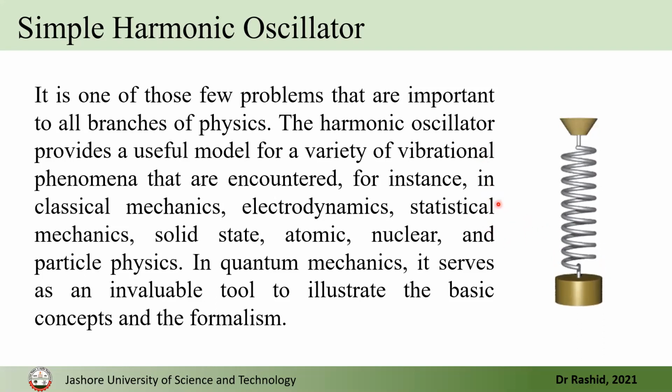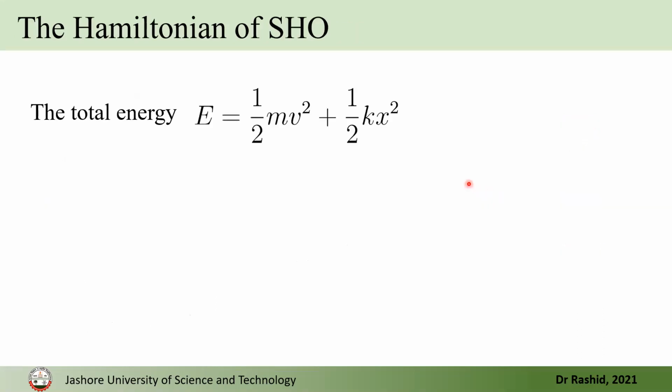The harmonic oscillator has potential energy, which is half k x square, and it has kinetic energy also. We know from simple harmonic oscillation in classical mechanics that the total energy of the harmonic oscillator is the kinetic energy plus the potential energy.